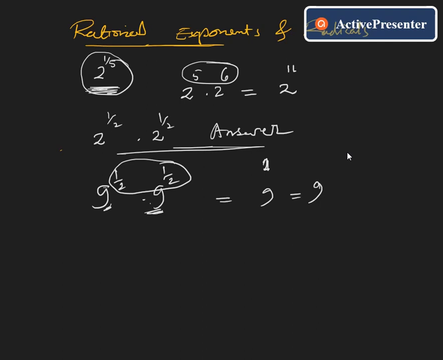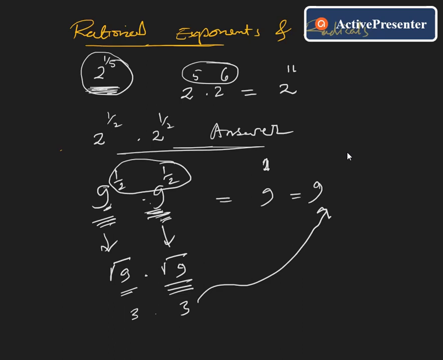So what is this exactly? This tells us 9 to the power half could be written as square root of 9. So square root of 9 multiplied in square root of 9 is 3 multiplied in 3, so the answer is 9. Okay, this is the first part I would like to talk with you about.